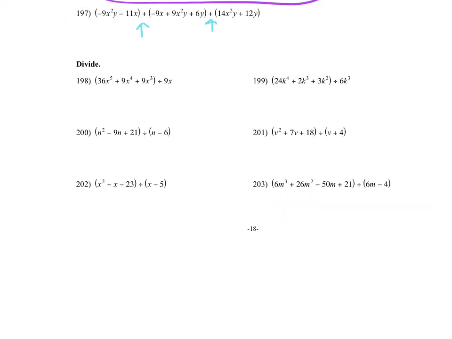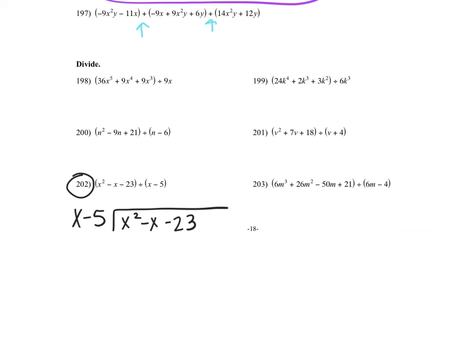Okay, long division. It's been a while since we've done this. Maybe you did this last year. Long division, you're just simply going to divide. It's a regular division problem. So let's start with number 202. I'm going to start with my x minus 5, and then x squared minus x minus 23. If for some reason your exponents are not in order, put them in order, because otherwise it will give you the wrong answer.